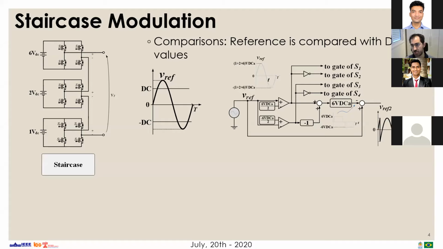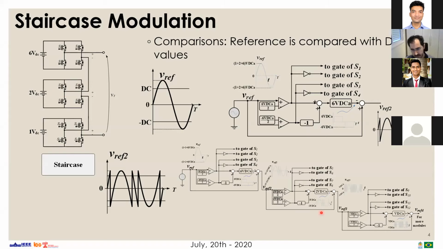The result is such a waveform. And this will be the reference, which is called reference 2, for the transistors for the central module. And also I will compare again with two new DC values, and then I will produce this signal for the transistors for the central module. And this is the final configuration of the staircase modulation. Let's try to understand it quite closer.